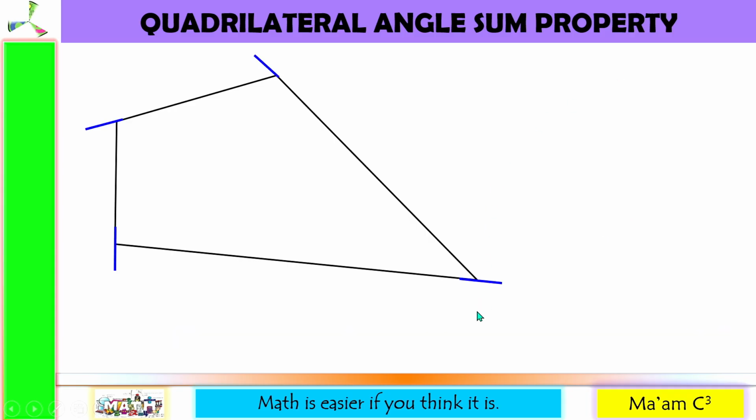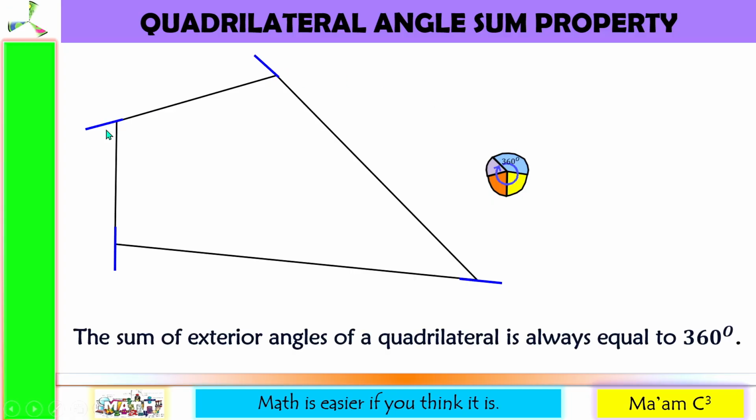Another one. This time we're going to consider the exterior angles. One, two, three, four. What do you think will happen if I'm going to put them together? Let us see. Once again, it formed a 360 degrees, meaning the sum of exterior angles of a quadrilateral is always equal to 360 degrees. Let's have a quick activity on this.